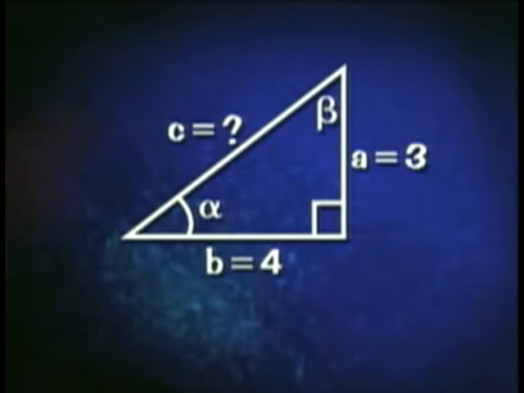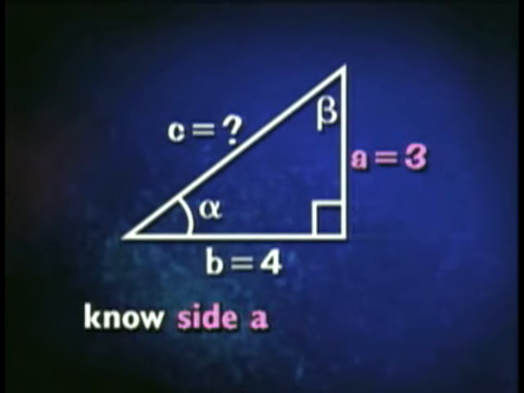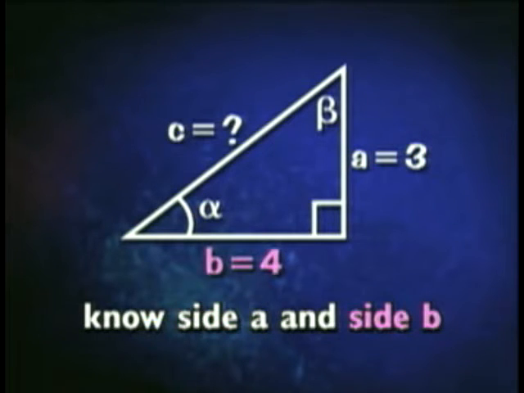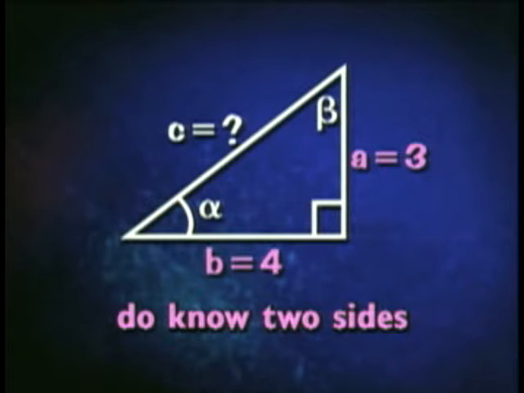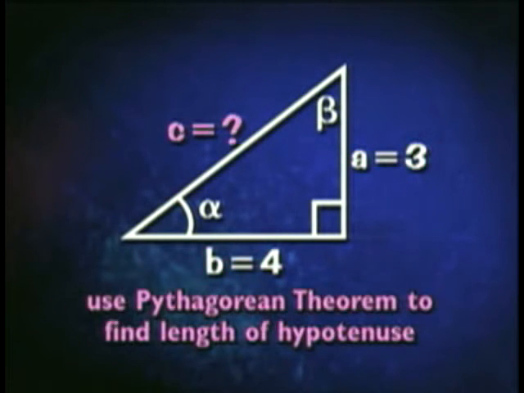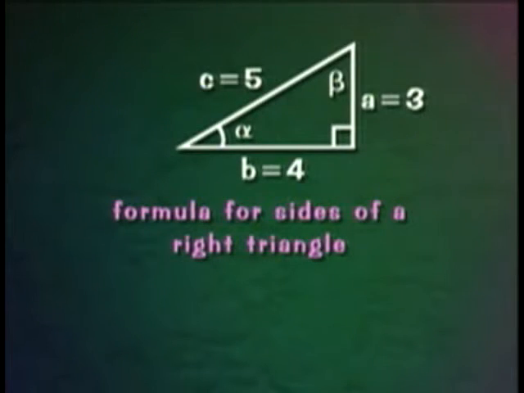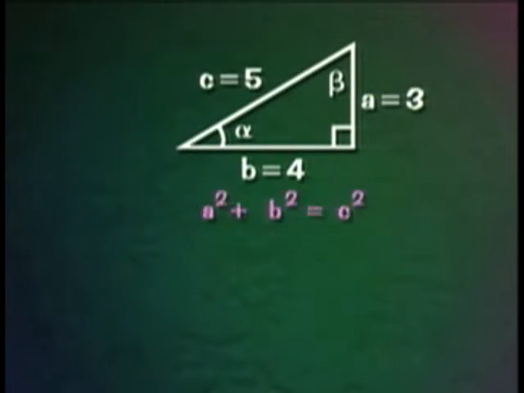For this triangle, we know the value of side A is 3, and side B is 4. We don't know the value of side C. Since we do know 2 sides, we can use the theorem to find the length of the hypotenuse, side C. Remember, the formula for the sides of a right triangle is a squared plus b squared equals c squared.